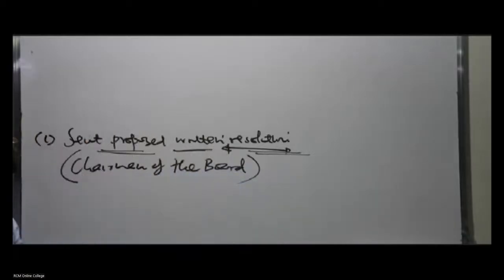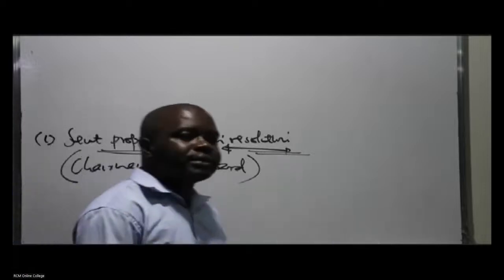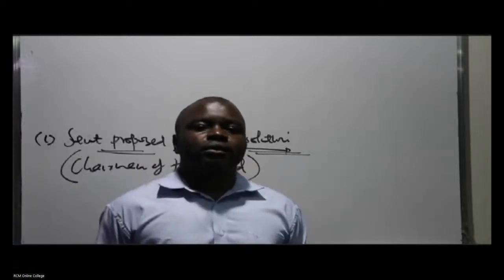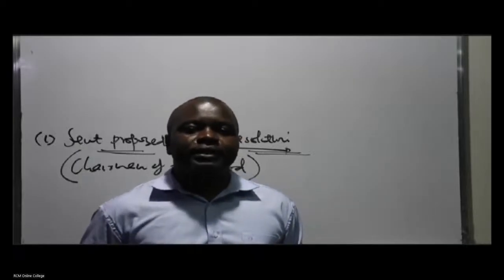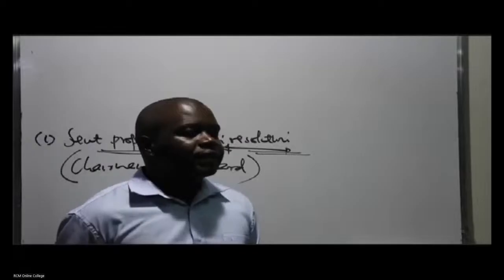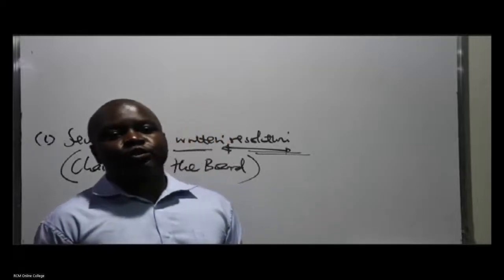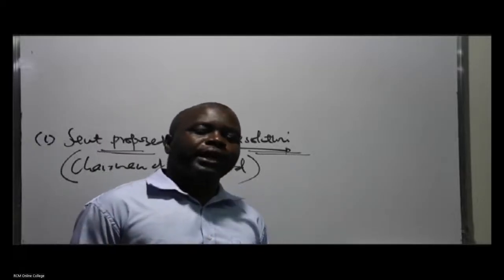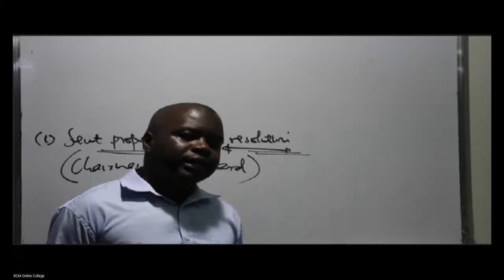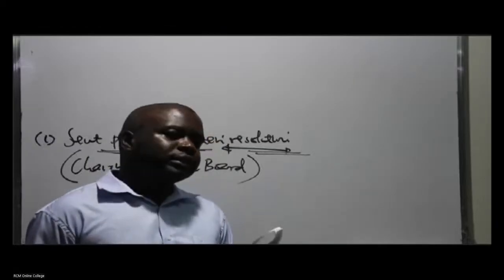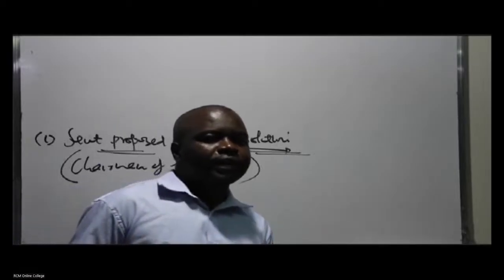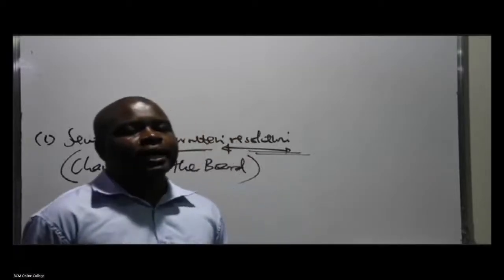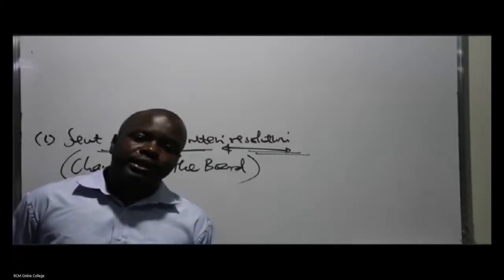So an AGM is a special kind of meeting that is normally held once each and every year. It is normally held within 6 months after the end of the financial year. That's why you see most companies do their AGMs between January and March, April to June, within 6 months after the end of the financial year, because they want to come and approve the annual financial statements.